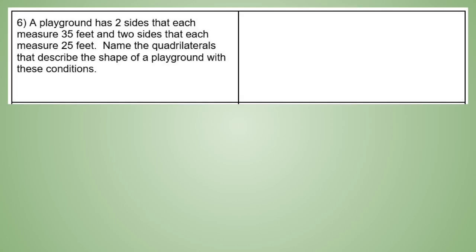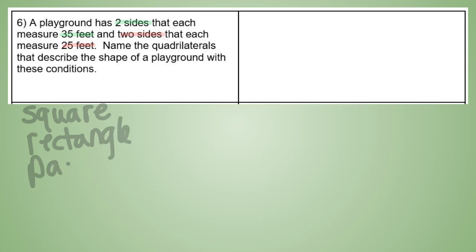All right, this is question number 6. A playground has two sides that are each 35 and two sides that are each 25. And we want to name the quadrilaterals that describe the shape of a playground with those conditions. So I'm going to start you off. You could have a square. You could have a rectangle. You could have a parallelogram.